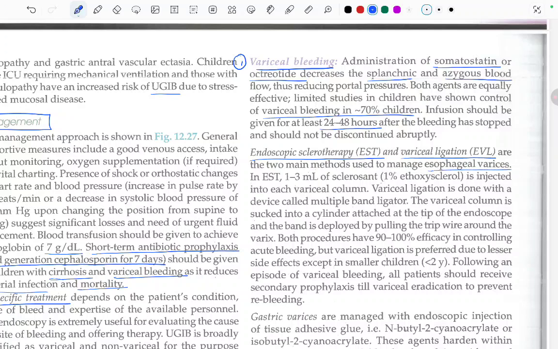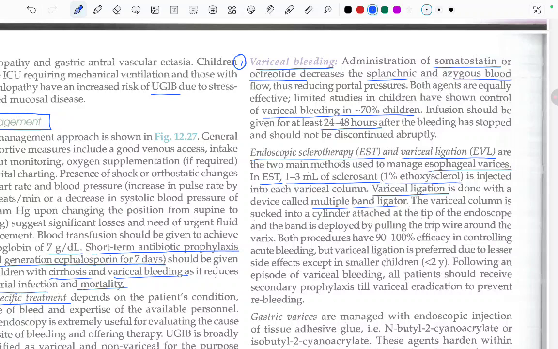Okay, if there are esophageal varices, they can be managed with either endoscopic sclerotherapy or variceal ligation. In the endoscopic sclerotherapy, 1 to 3 ml of the sclerosant, which is 1% ethoxysclerol, is injected into each variceal column. Variceal ligation, the second one, is done with a device called the multiple band ligator. The variceal column is sucked into a cylinder attached at the tip of the endoscope, and the band is deployed by pulling the trip wire around the varix.